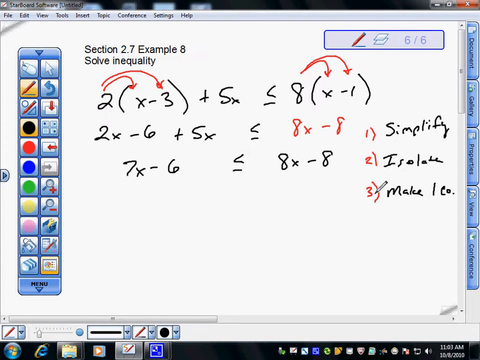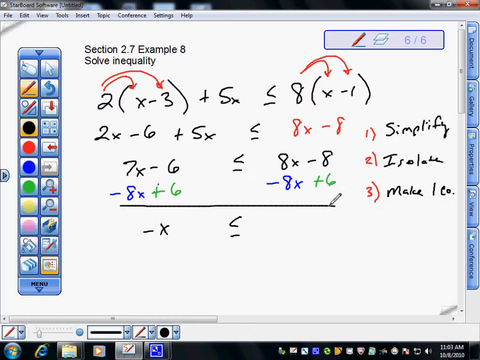I want to isolate my x variable on the left. So to do that, this has got to go to the other side. I'm going to pull it off by subtracting 8x. If I want the variables to land on the left, I'm going to have to make the constants move to the right. Add 6 to both sides, we're going to have it. Here it comes. A negative x is less than or equal to a negative 2.